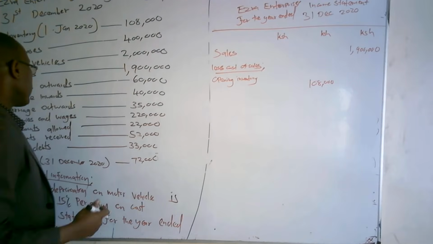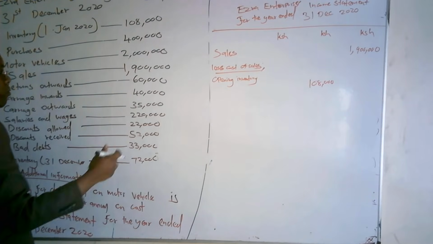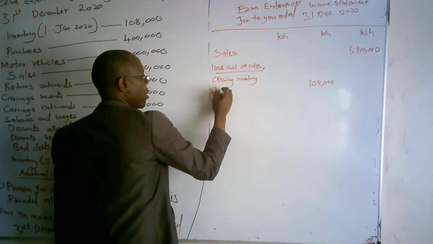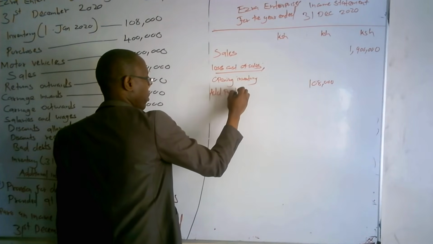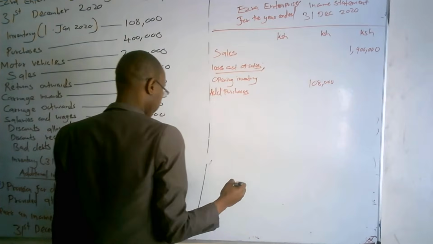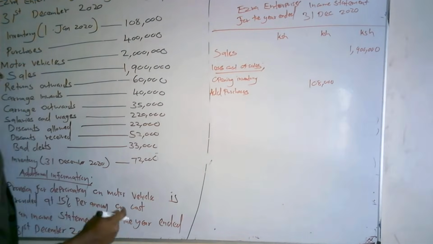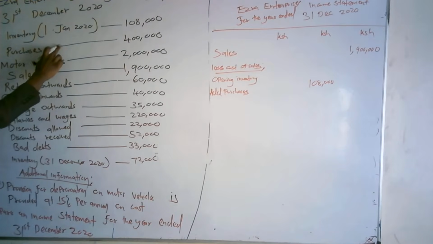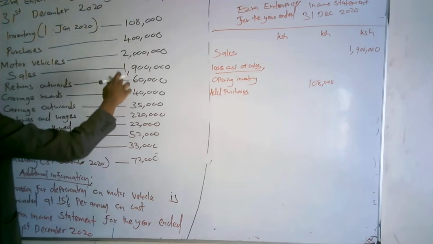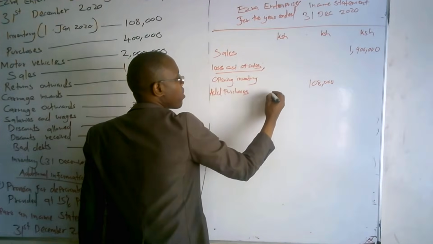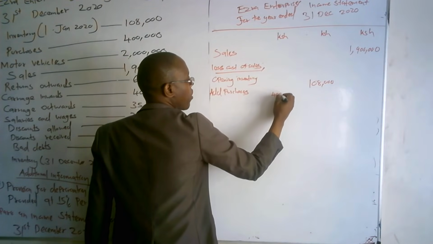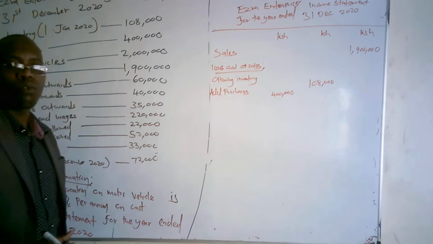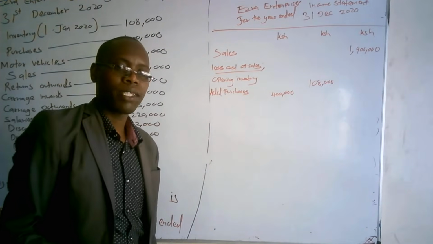And the next thing that we're going to do is to add purchases. In this case, you're going to see our purchases figure is 400,000. So that 400,000 is always under the first current sign. So you put that purchases there.